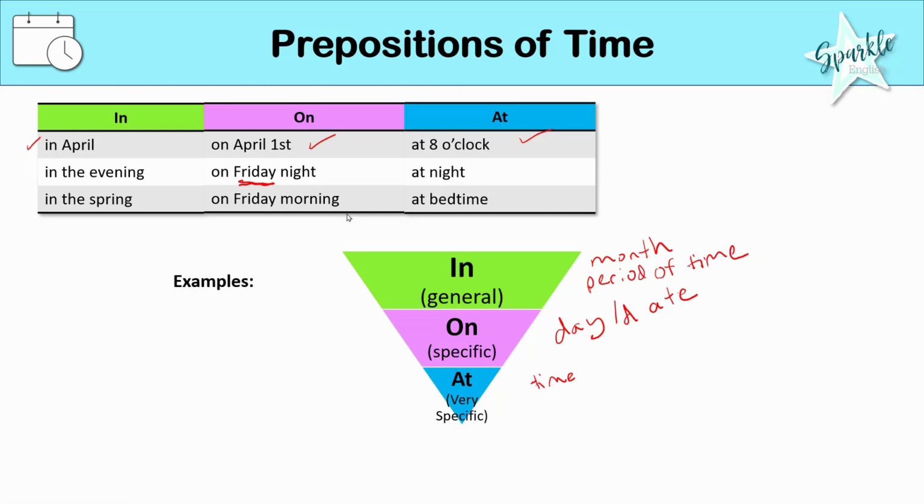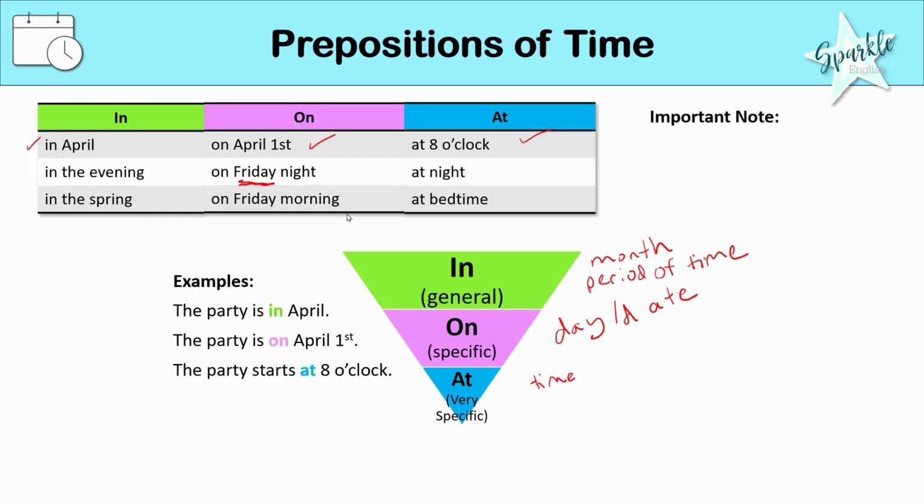So let's look at some more examples. The party is in April. The party is on April 1st. The party starts at 8 o'clock. So remember that in is a bit more general, on is a little more specific with the day and the date, and at is very specific with the time of day.